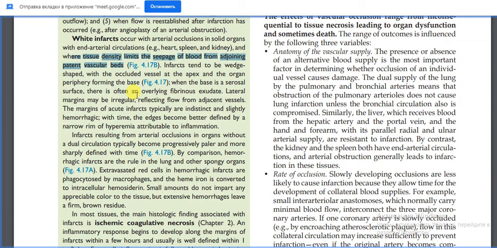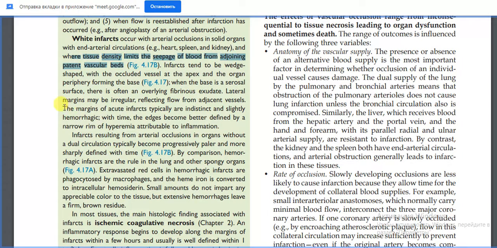It happens due to proteins which are present in these tissues. They are getting denatured, and due to denaturation of these proteins, it resembles egg white. When egg white gets boiled, it leads to denaturation and becomes more solid than liquid. So this is typical for white infarcts.